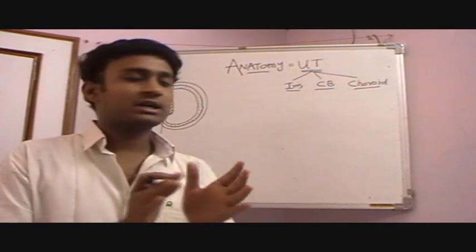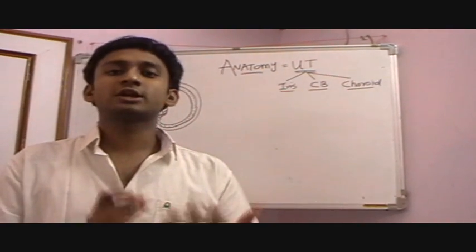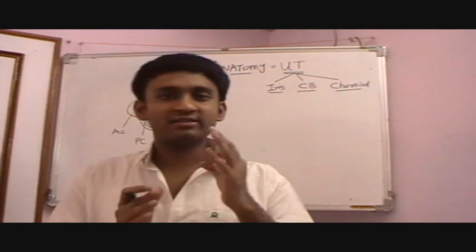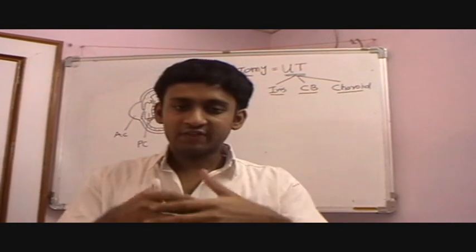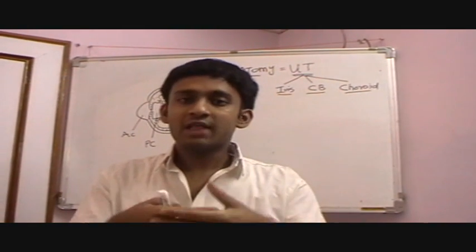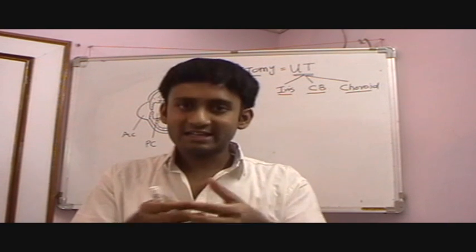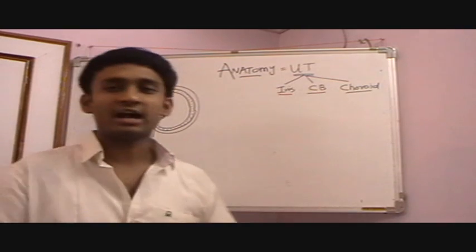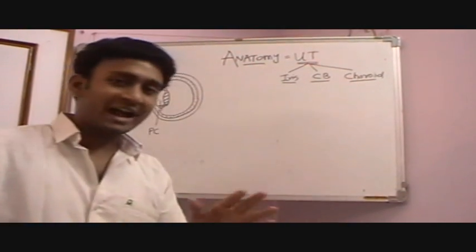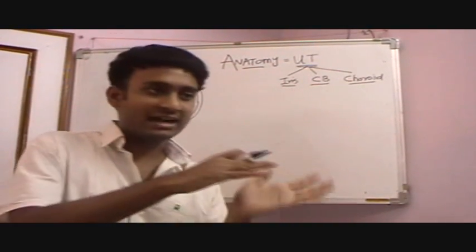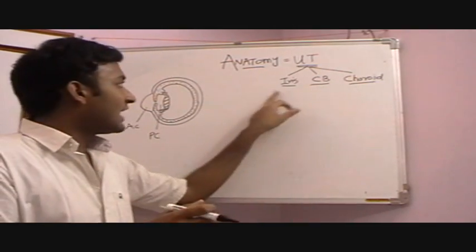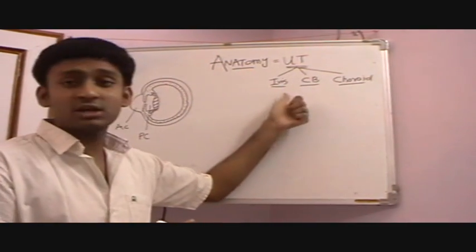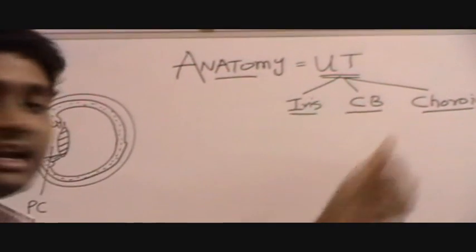Uveal tract is the middle vascular coat of the eyeball. The eyeball is covered by three coats or three tunics: the outer corneoscleral coat, the middle uveal tract, and inside is the innermost coat, the retina. So our concern is uveal tract as of now. Uveal tract has three important parts from anterior to posterior: iris, ciliary body, and choroid.